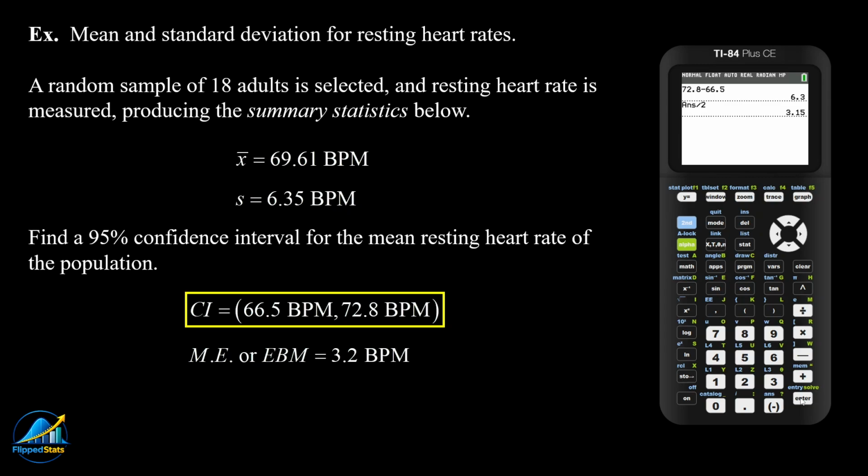So the margin of error, also called the error bound for the mean in some books, is given by about 3.2 beats per minute. And the same confidence interval can then be expressed as 69.6 plus or minus 3.2 beats per minute.